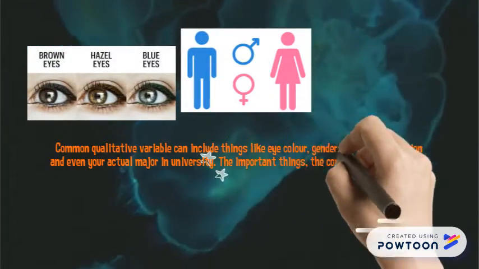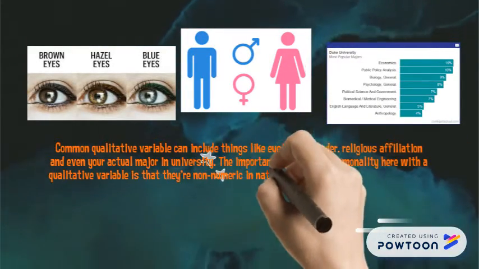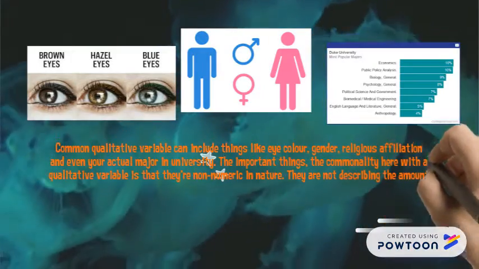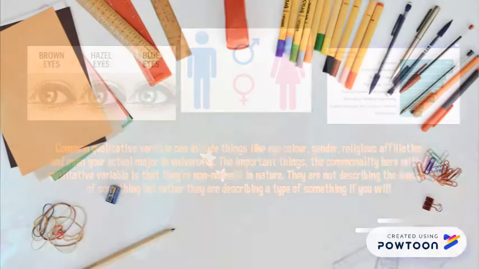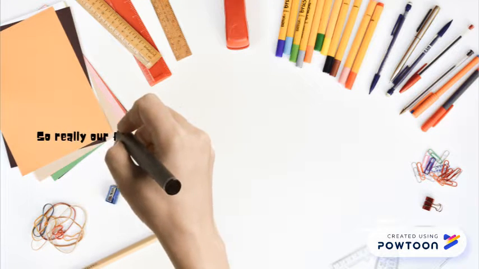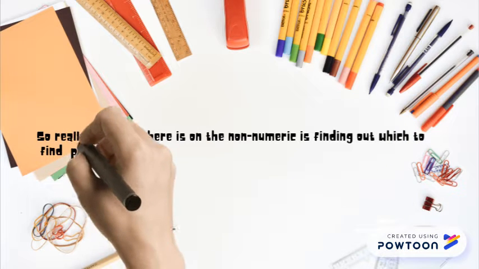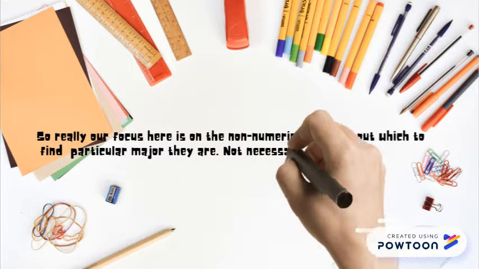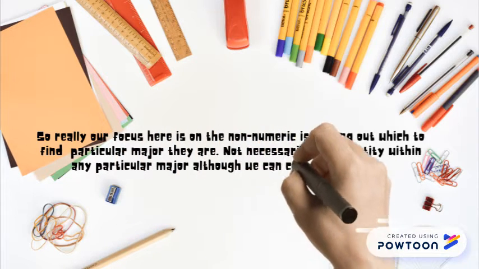The important thing, the commonality here with a qualitative variable, is that they are non-numeric in nature. They are not describing the amount of something, but rather they are describing a type of something, if you will. So really our focus here is on the non-numeric, finding out which particular measure they are, not necessarily the quantity within any particular measure, although we can certainly go there.